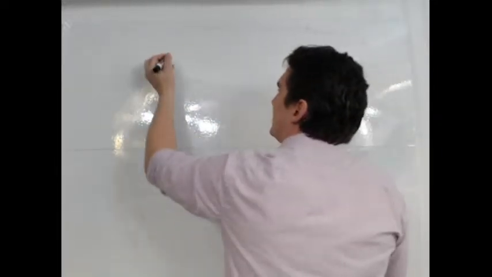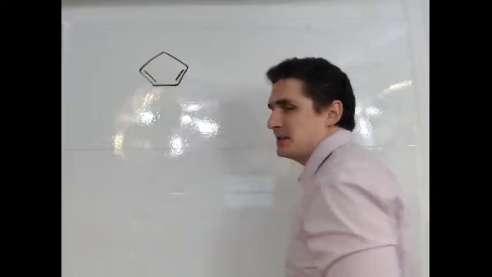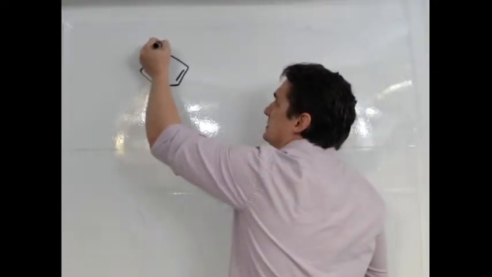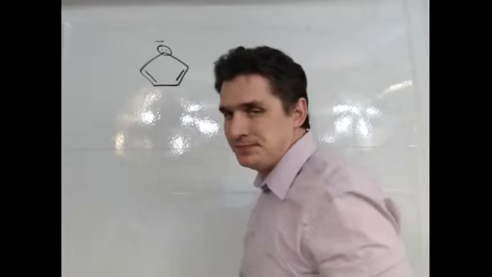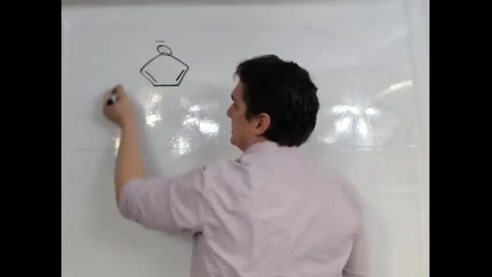So cyclopentadiene is this compound here, and we want the anion form. And the anion, we're going to kind of cheat. I shouldn't say cheat. There's only one place we can legitimately pull a hydrogen off of, and it would be this carbon here. So is this aromatic? Well, it is cyclic.